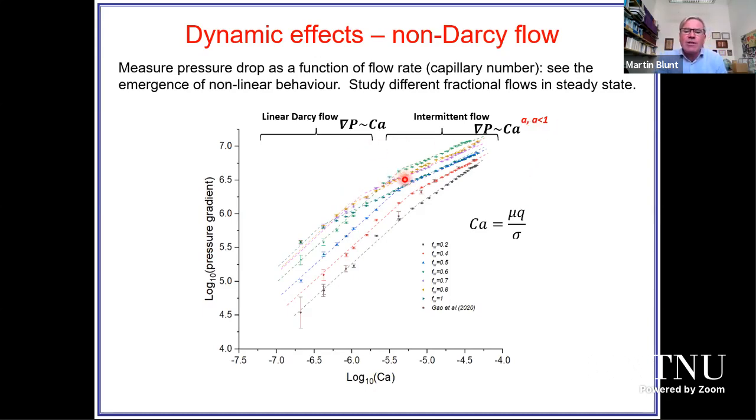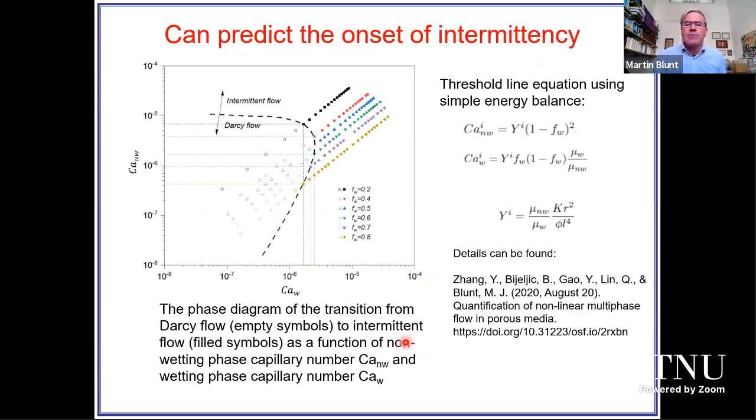And the threshold seems to vary with fractional flow as well. It occurs at really very low flow rates. For those of you who know, this would be considered capillary dominated. Most people say capillary dominated, easy peasy, nothing else to say. No, even in what would be traditionally quite capillary dominated flow, we begin to see these dynamic effects.